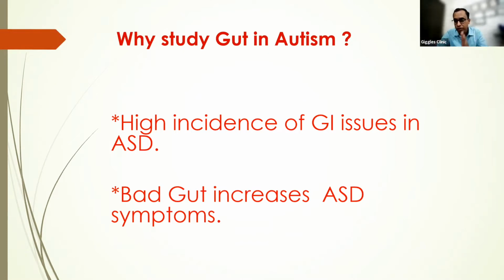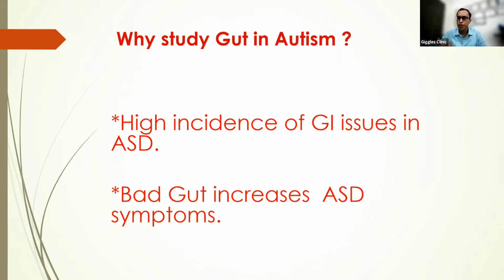But on the gut, we can work. Because we have seen there is a connection between the gut and the brain. If the gut is bad, the brain functions also get disturbed because of the release of bad chemicals and everything. So we feel that now our approach for managing autism is mostly towards healing the gut, because we have found that if we are able to heal the gut, the symptoms of autism become better, because a bad gut increases the symptoms of autism.